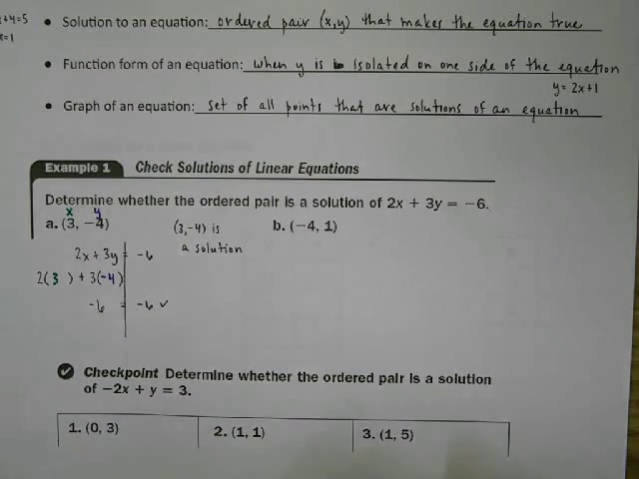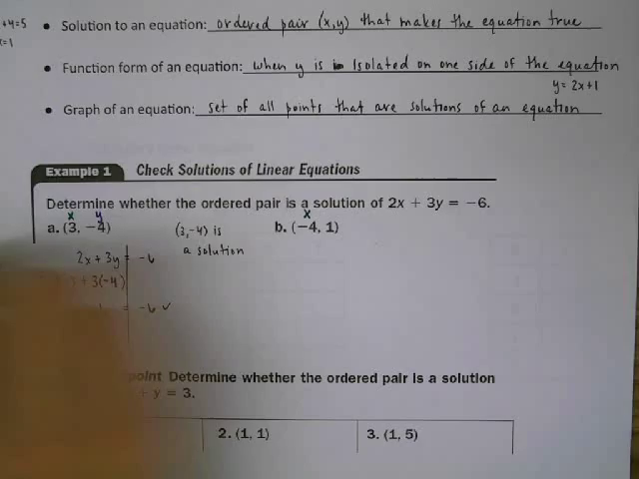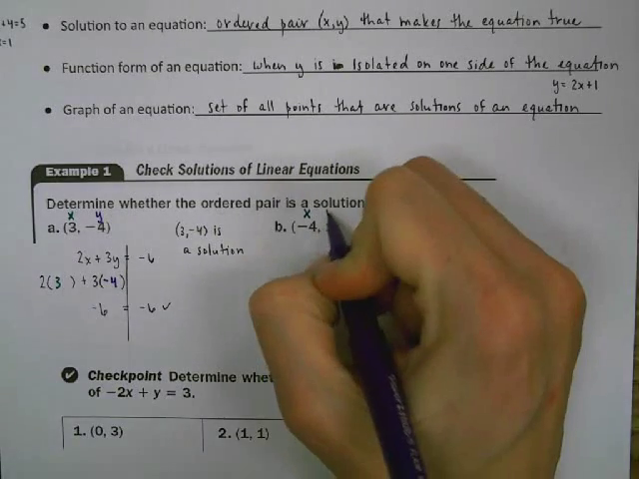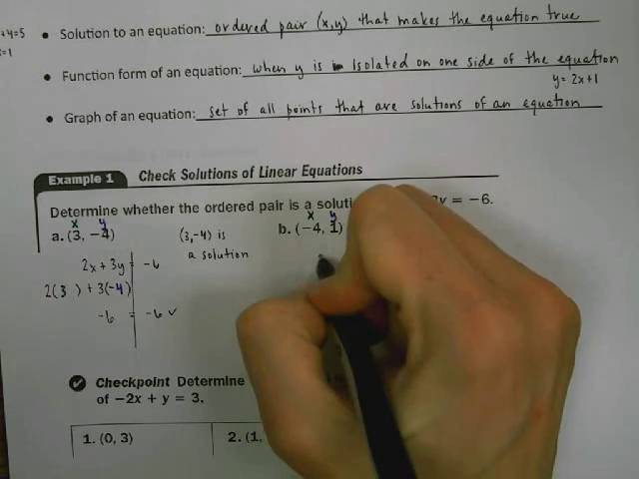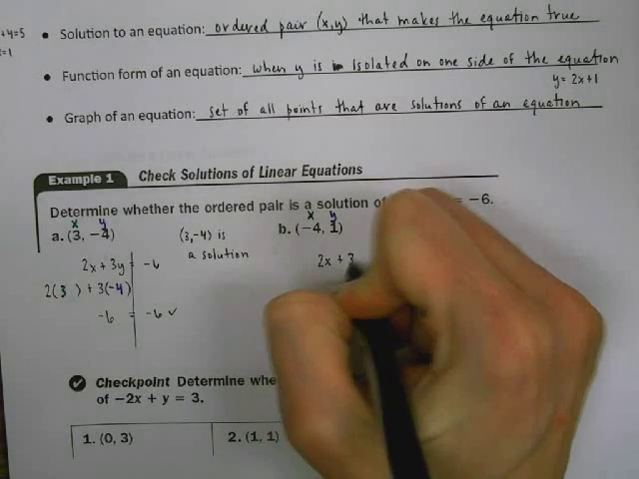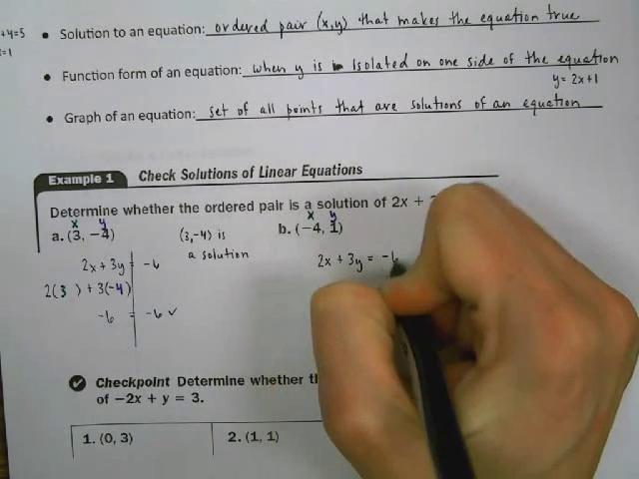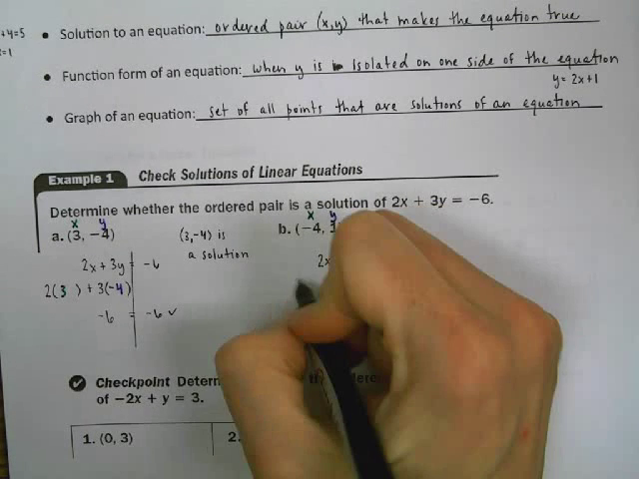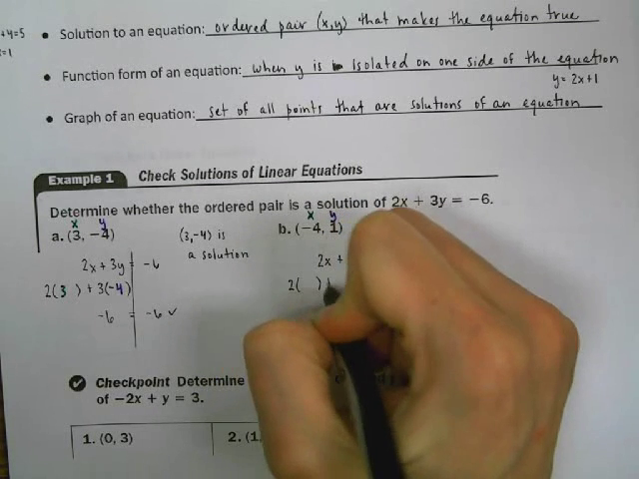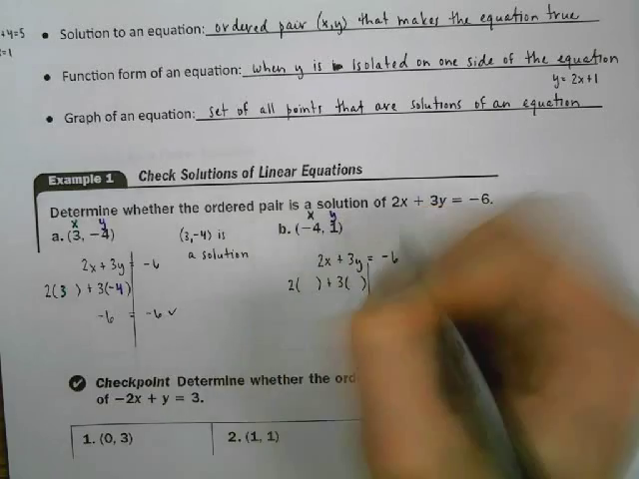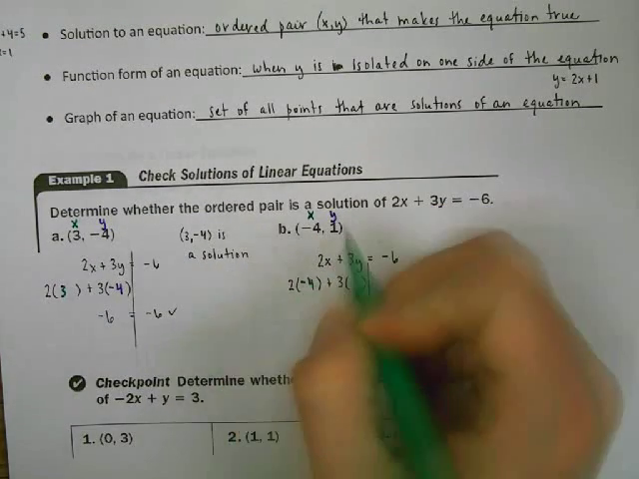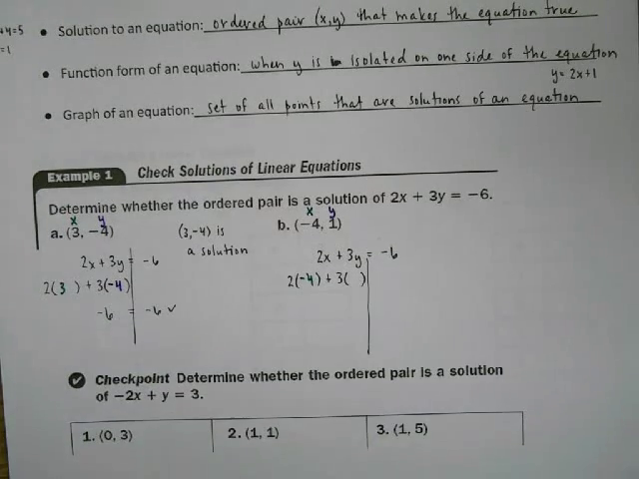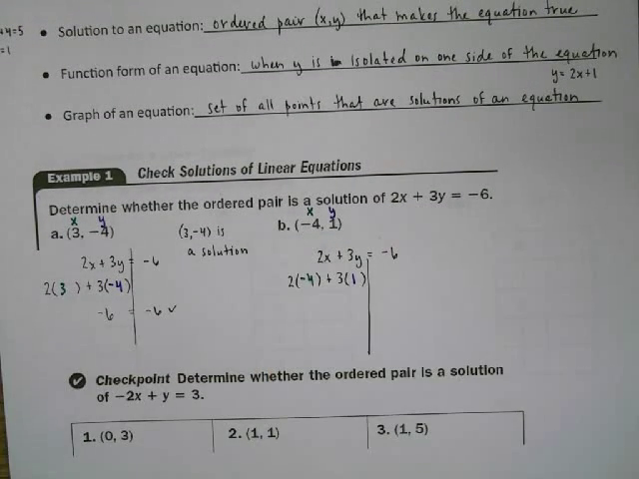Okay, so let's try another one. Again, I'm just going to label this x, y, so we make sure we keep that straight. I'm going to recopy this: 2x plus 3y equals -6. Again, I'm going to leave a little placeholder for my variable. And let's see, this time for x I have -4, and for y I'm going to have 1.